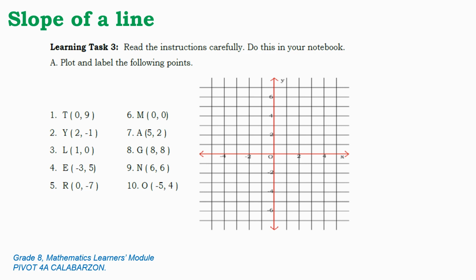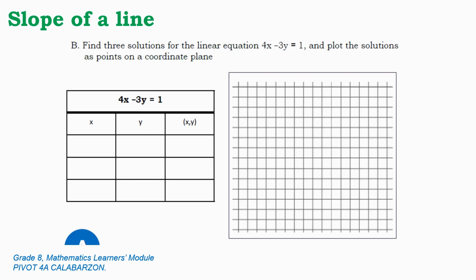Also, find 3 solutions. You are going to find 3 pairs of values of x and y that satisfy the equation equal to 1. What are the 3 pairs you need to make it 1? First, 1 and 1, because 4 times 1 is 4, then negative 3 times 1 is negative 3, so 4 minus 3 is 1. The first pair is 1, 1.